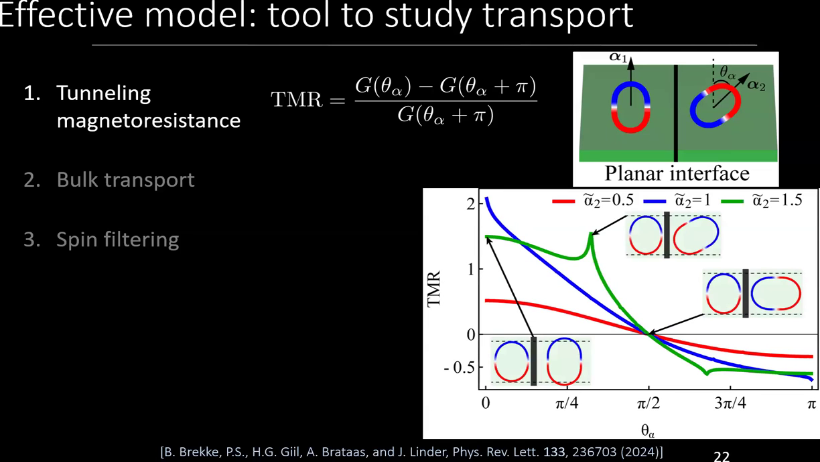More interesting features appear when we consider different types of magnets, different magnitudes of spin splitting. For example, there's a peak and valley here when this contour is larger, and this peak and valley corresponds to perfect matching between contour and spin. Other than that, they still vanish at pi over 2. And this is different from other magnets, where the vanishing TMR occurs at pi over 4. So we have different materials with different angular dependence.